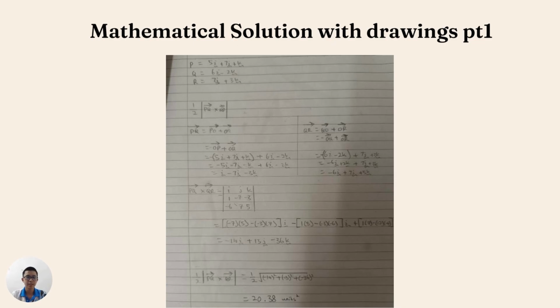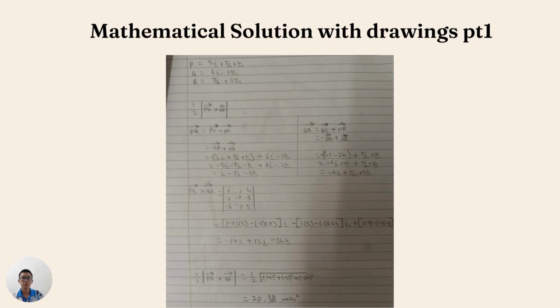After getting these two vectors, we should multiply them by using the formula of the modulus ijk determinant, where the second row implies vector PQ and the third row implies vector QR. So after the multiplication is done, the final result we got is negative 14i plus 13j minus 36k. So we got the answer of the multiplication.